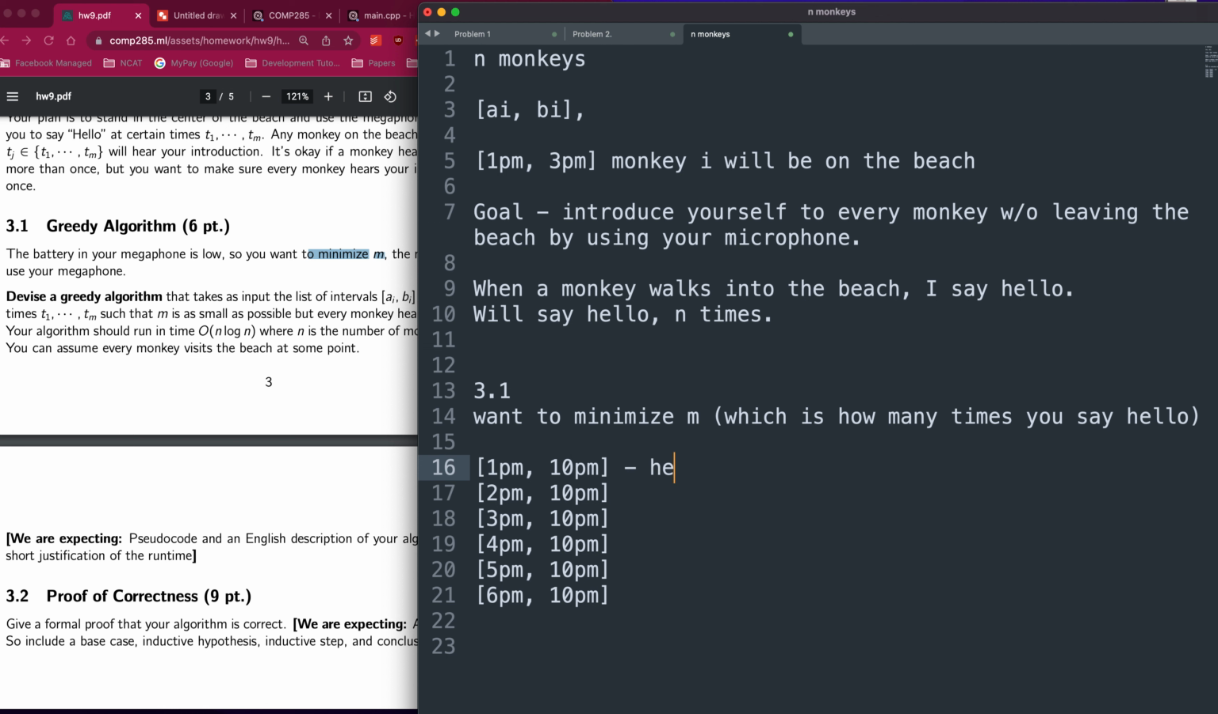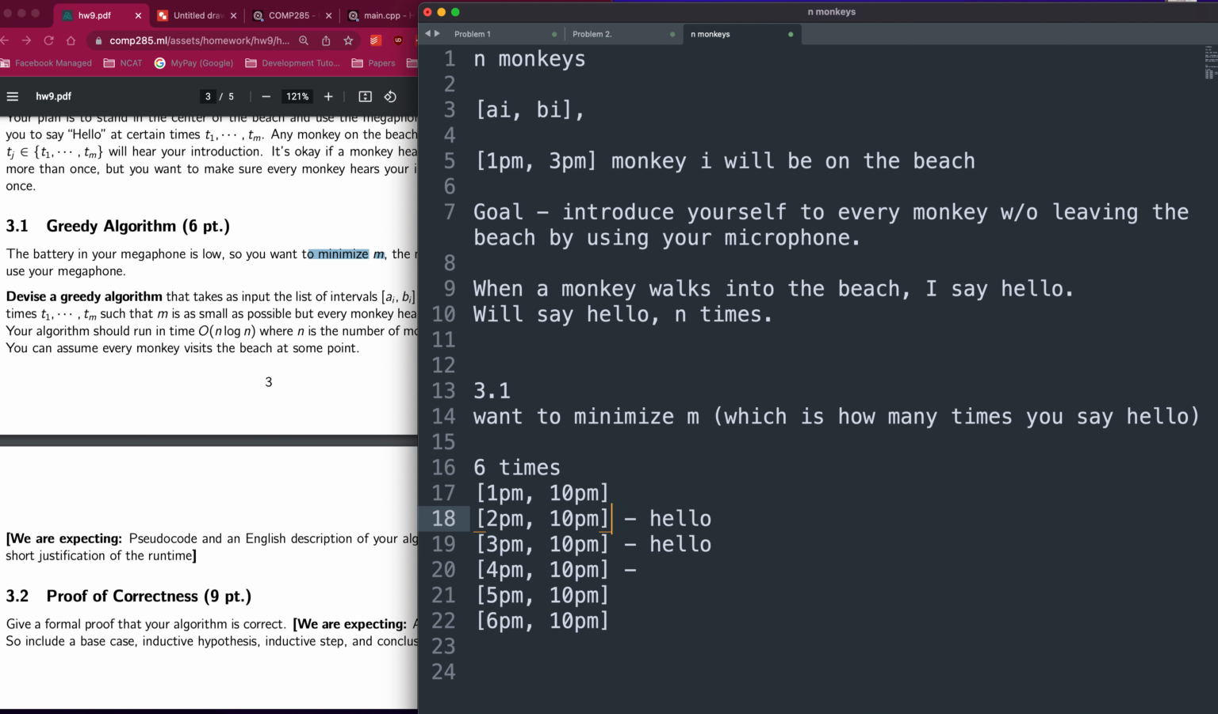So you'll be like, hello. Then when the next monkey comes, you'll be like, oh, hello, you. Then when the next monkey comes, hello, you, and so on. So you'll actually have to say hello, for this example, 6 times, right?